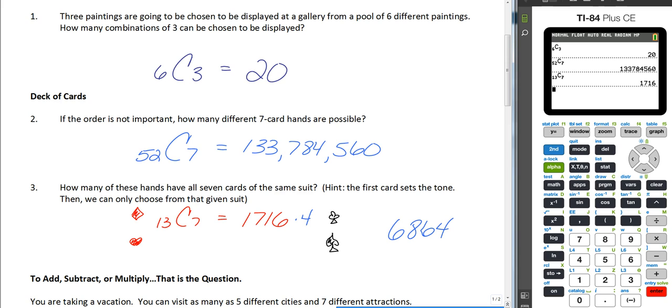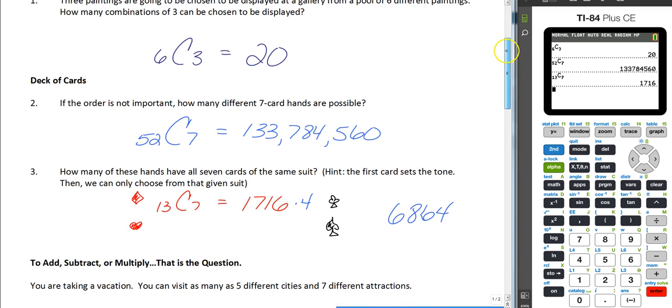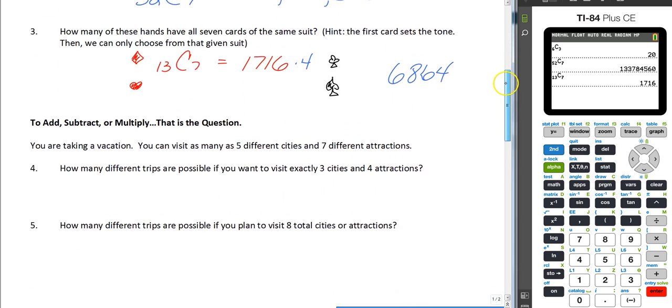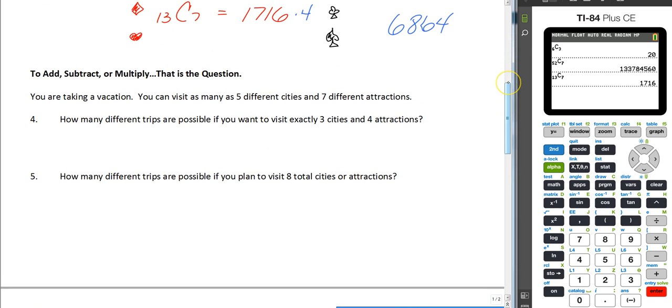1,716 per suit. Okay? So you have to take into consideration that there's multiple suits. But when you're doing your choices, you only have 13 options in a suit. So the last couple of questions are going to be, do we add, do we subtract, do we multiply?